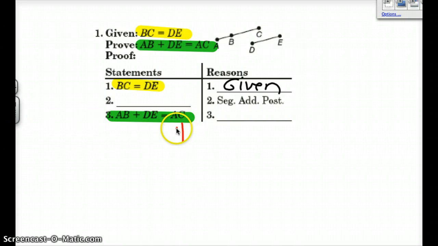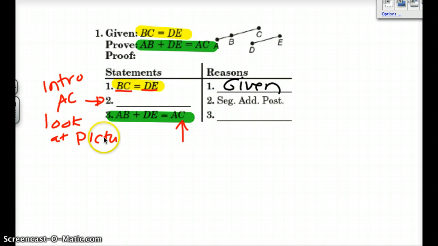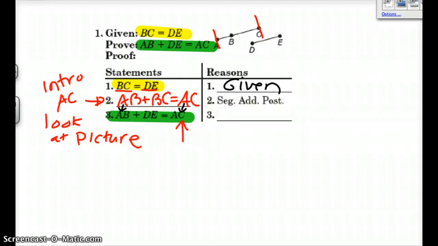If I want to talk about AC at the end, AC is not in number one anymore. I need to introduce AC here. When you're introducing AC, look at the picture. AC equals AB plus BC. Now, I specifically need to write it this way because do you see how things are lining up here? AB is lining up with AB, and AC is lining up with AC. Things need to line up, people, so make sure you pay attention to that. If they don't line up, you're going to have to do some rearranging, and that's switching things around, which is the symmetric property.